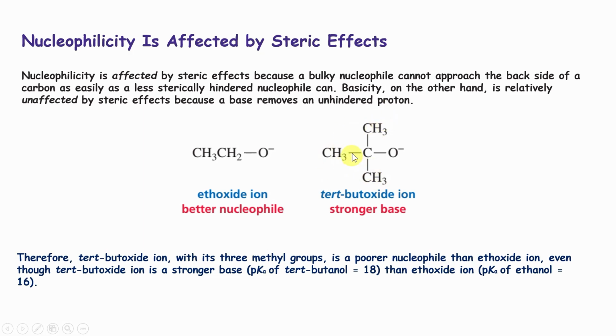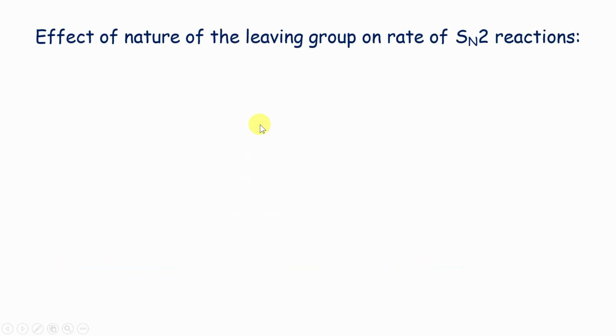This bulky nucleophile exerts a steric hindrance on approaching the backside of the electrophilic carbon atom, while the ethoxide ion is not sterically hindered and can easily approach the electrophilic carbon atom. Therefore, tertiary butoxide with its three methyl groups is a poorer nucleophile than ethoxide. But tertiary butoxide is a stronger base than ethoxide. Now let us consider how the leaving group affects the rate of an SN2 reaction.